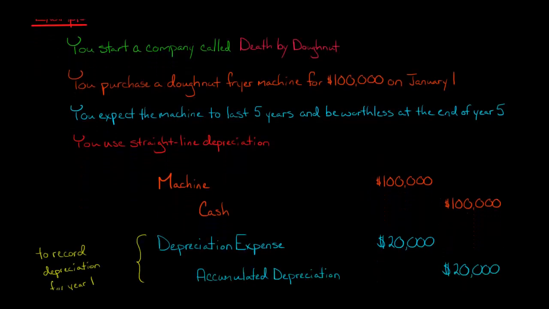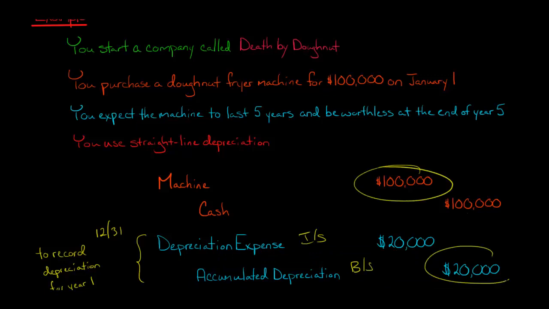But at the end of your first year, so you start on January 1st, you bought this asset, so let's say this is December 31st of year one, you're going to debit depreciation expense for $20,000. Again, that's going to go on the income statement. That's going to reduce your profit. And then you're going to credit the accumulated depreciation for $20,000, which is going to go on the balance sheet as a contra asset. So on the balance sheet, it would say machine of $100,000 minus accumulated depreciation of $20,000, net value of machine $80,000.